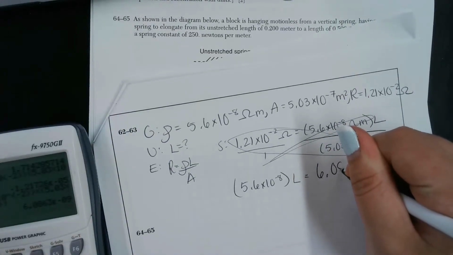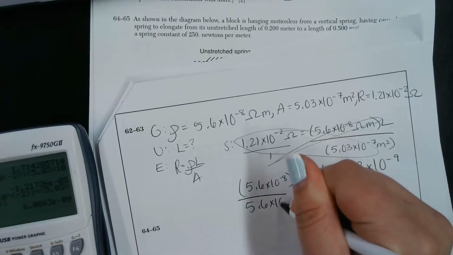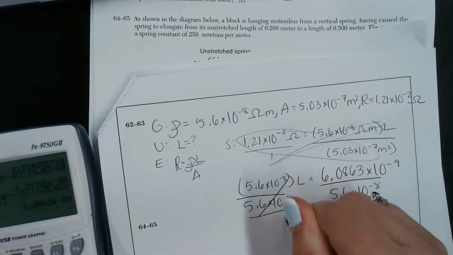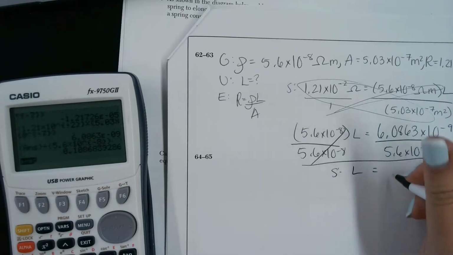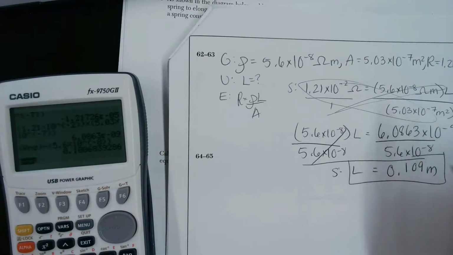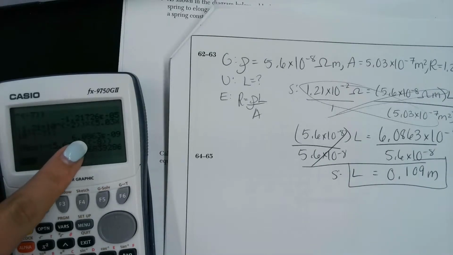So 6.0863 times 10 to the negative 9, divide by 5.6 times 10 to the negative 8, and my L will be the following. So I'm going to take this value, answer, divided by 5.6 times 10 to the negative 8. And we get 0.109 meters. Okay, it doesn't really matter where you round. You could round it to 0.11. You could round it to 0.1087. It really doesn't matter, just as long as you round correctly.